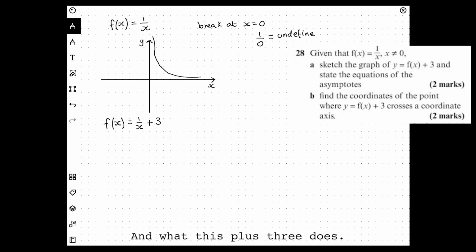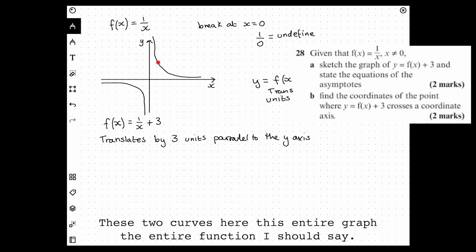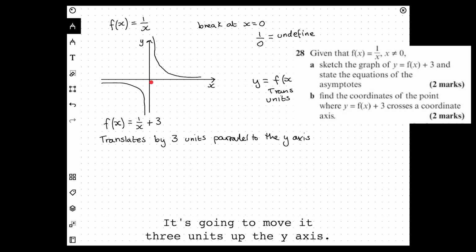And what this plus 3 does is it translates the curve by, in this case, 3 units parallel to the y-axis. Generally, remember, if y equals f of x plus a, then this will translate f of x by a units parallel to the y-axis. So it's going to move these two curves, the entire function I should say, 3 units up the y-axis.